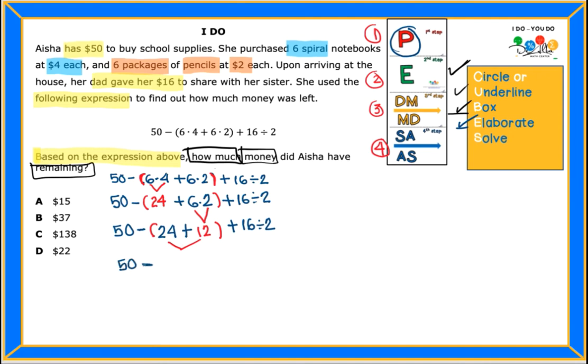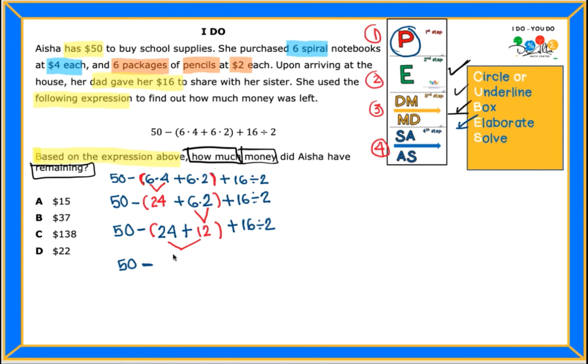50 minus. Now look, guys, since this is the only operation left inside the parentheses, I'm going to remove the parentheses. And this one you can do mentally, right? 24 plus 12. The 20 plus 10, 30. Great. Now we're going to add the ones. 4 and 2, 36. Excellent.